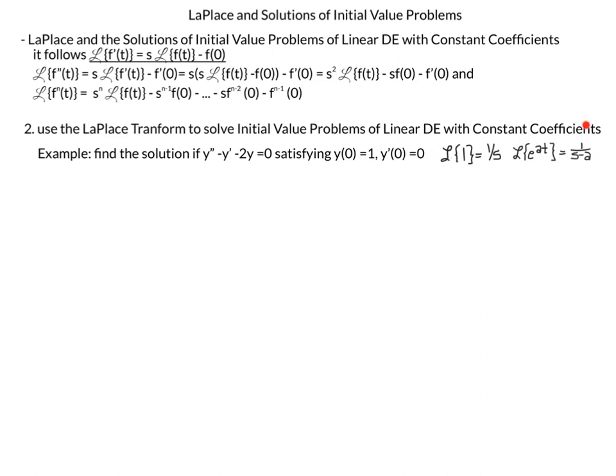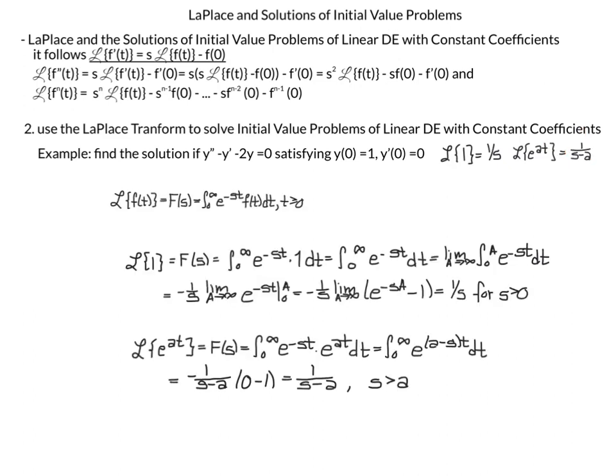And I have these two Laplace transforms that we had calculated in our previous video. The Laplace transform of 1 we had calculated as 1 over s, and the Laplace transform of e to the at is equal to 1 over s minus a. For a quick review, here I have the formula for the Laplace transform. The Laplace transform of 1 is equal to capital F of s, which is the integral of e to the minus st times f of t. In this case, we have 1. So here's the integral, and we end up with 1 over s for s greater than 0.